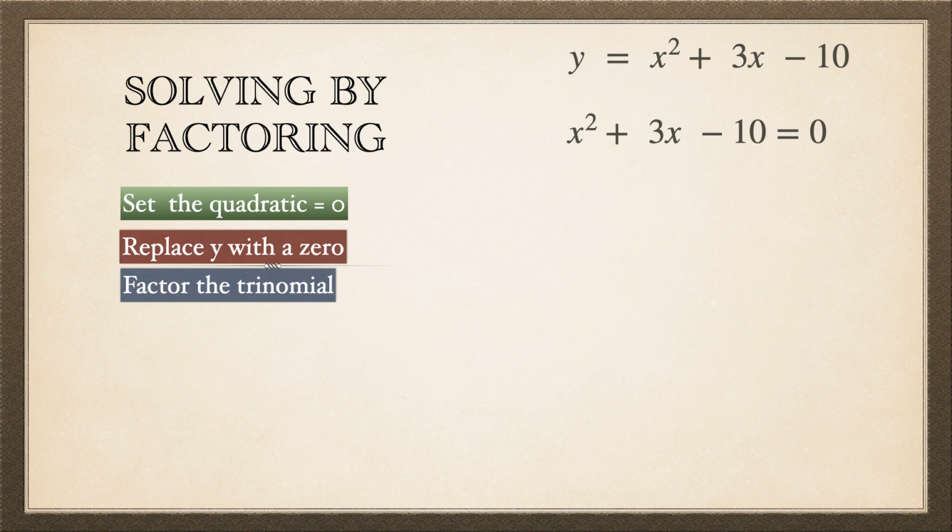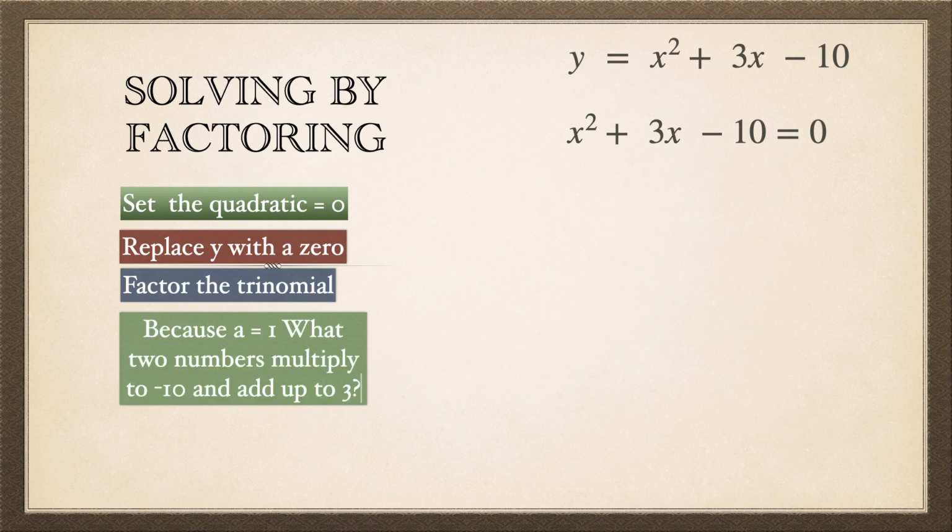So I'm going to use everything I learned in the last section. Looking at it, there is not a GCF, and I can see here that a is equal to 1, which means I'm just going to ask myself what two numbers multiply to negative 10 and add up to positive 3. Well, it's going to be negative 2 and positive 5. So now I can write my two binomials. The first binomial is x minus 2. My second binomial is x plus 5. That's going to equal 0.